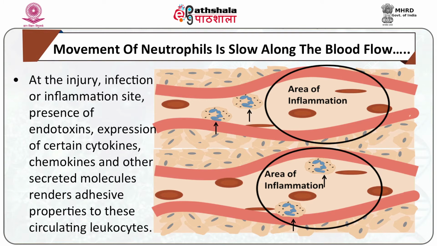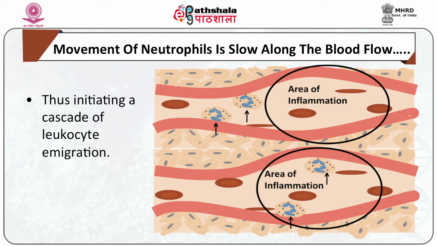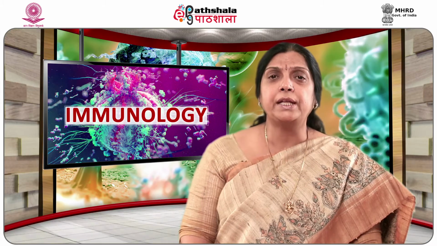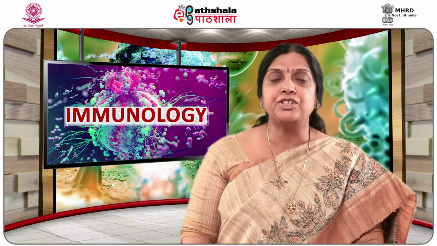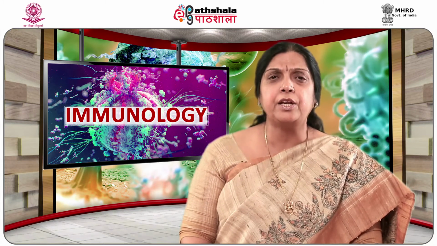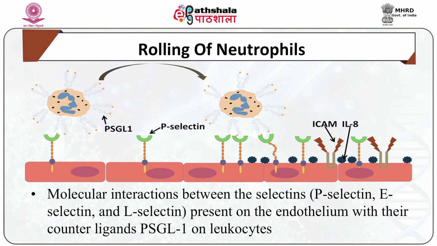But at the site of injury, infection or inflammation, the presence of endotoxins, expression of certain cytokines and chemokines and other secreted molecules render adhesive properties to these circulating leukocytes, thereby initiating a cascade of leukocyte immigration. The slow rolling then goes into a response and generally mediates a weak and reversible molecular interaction between the selectins, that is, the P-selectin, E-selectin and L-selectin, which I have already explained, present on the endothelium, and their counter ligands, the PSGL1 present on the leukocyte.